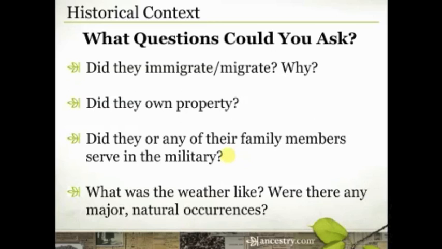But even just things like how much snowfall was there this particular winter, and recognizing that they didn't have roads and snowplows like we do now. Did your ancestor have a child in the middle of the winter in a remote location where no doctor could get to her? That is contextual information about the life that they're living. And so those are the kinds of things that you're looking for.